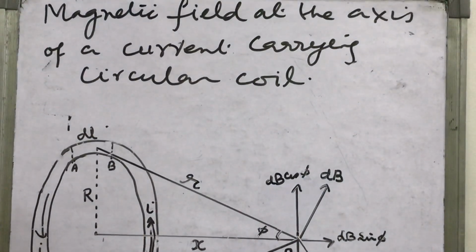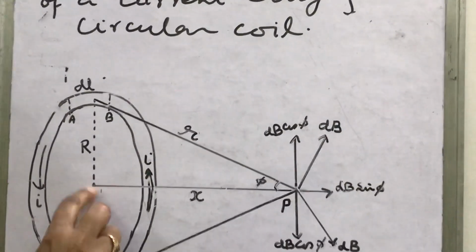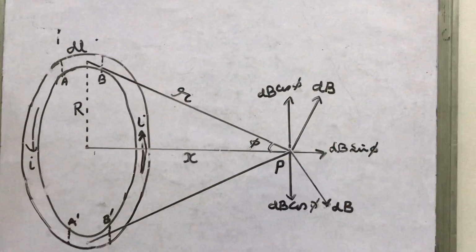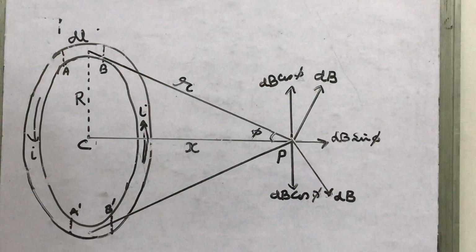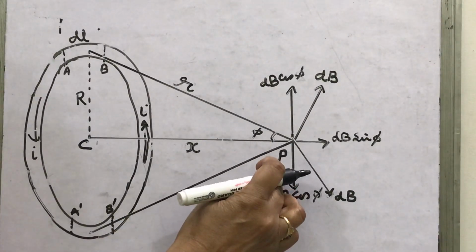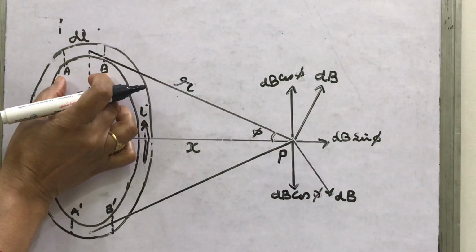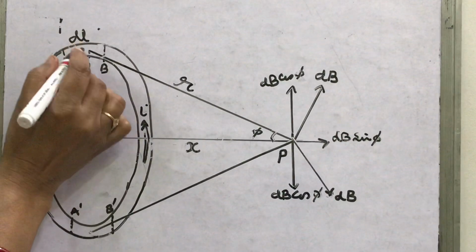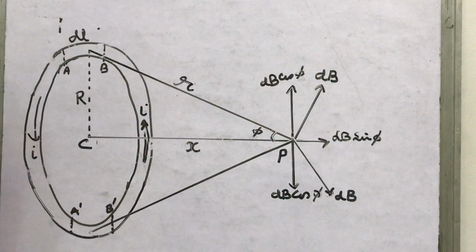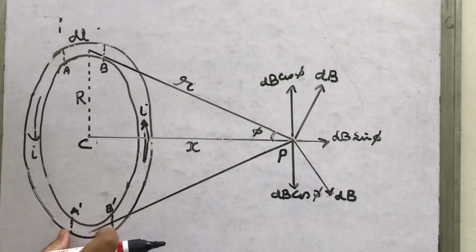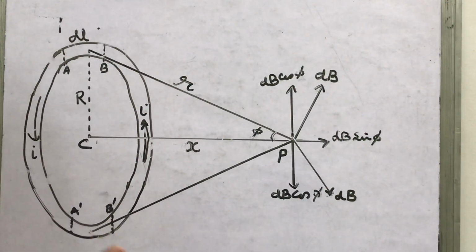The current flowing through the coil is I, its radius is R. From the center, suppose the center is shown by C. CP is the axis. At point P you have to find the magnetic field. We have selected the small current element I dl here. Its ends are shown by A and B, and vertically opposite there will be another element, A dash B dash.